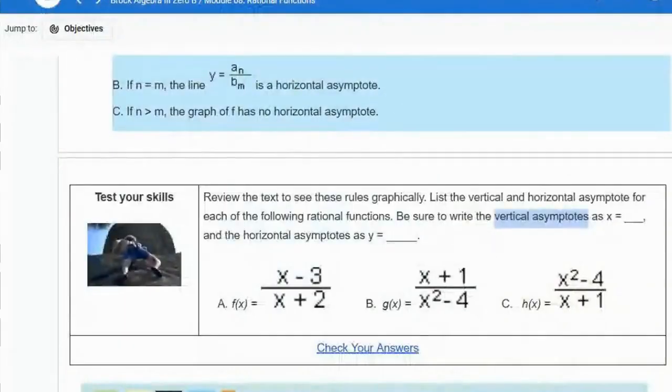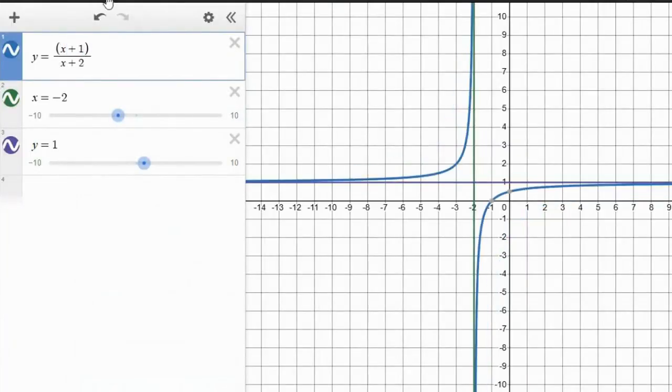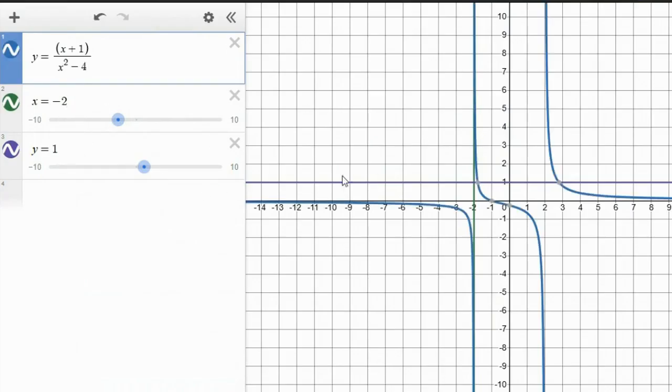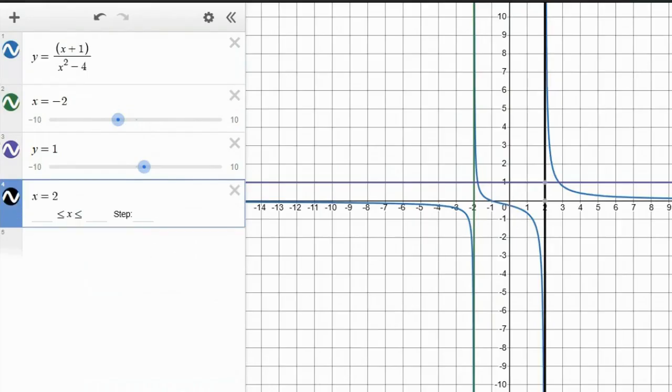So let's take a look at that. Change this one to x plus 1 on top. Change this to x squared minus 4 on bottom. And we said there's 2 vertical asymptotes, one at x equals 2 and one at x equals -2. And we can see those.